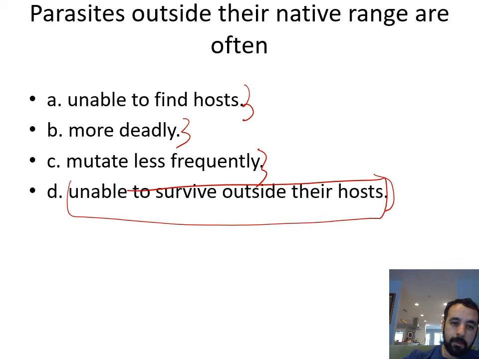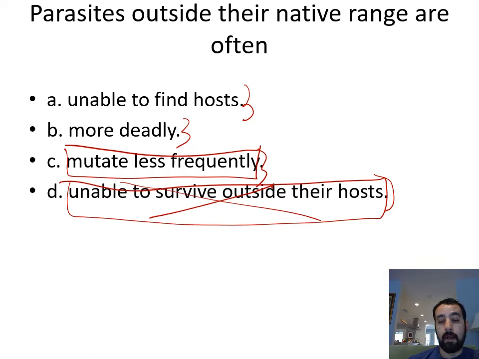However, this has nothing to do with being outside their native range. They cannot survive either way, so that is not a good option, right? Mutate less frequently. No. If you put viruses in Korea, Japan, Australia, United States, Brazil, it doesn't matter. It doesn't change the frequency of mutations for these viruses. No, right?